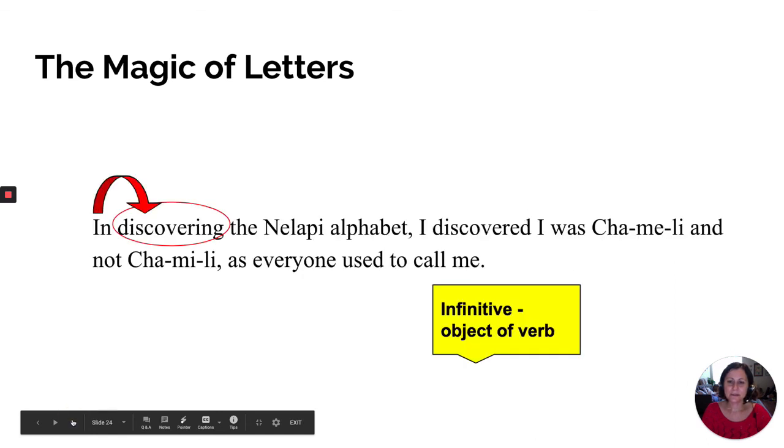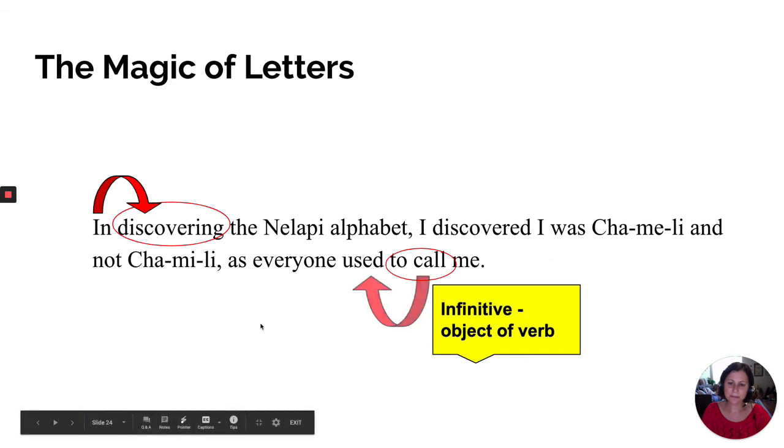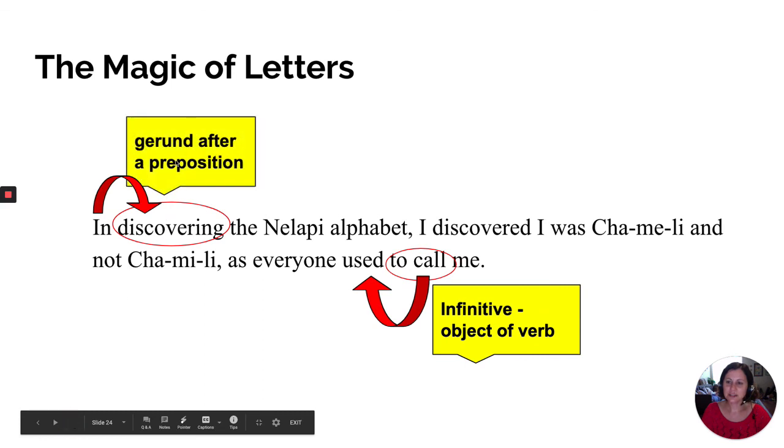In discovering the Nepali alphabet, I discover I was Chameli and not Chameli, as everyone used to call me. So here we have an infinitive as the object of the verb, used to call me. And then up here we have a gerund, and the gerund is coming after the preposition, in discovering.